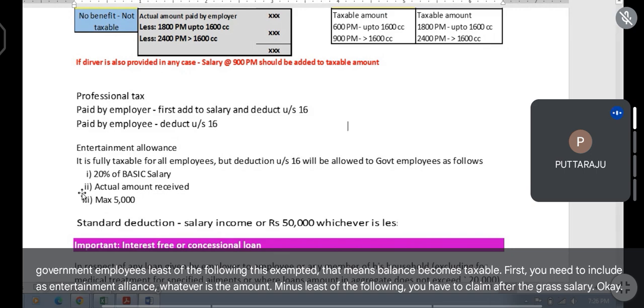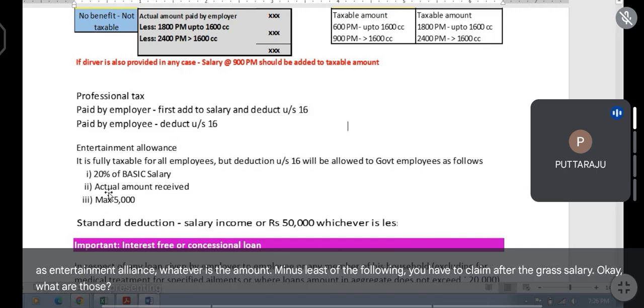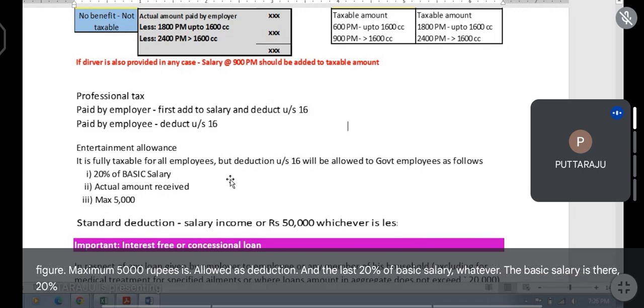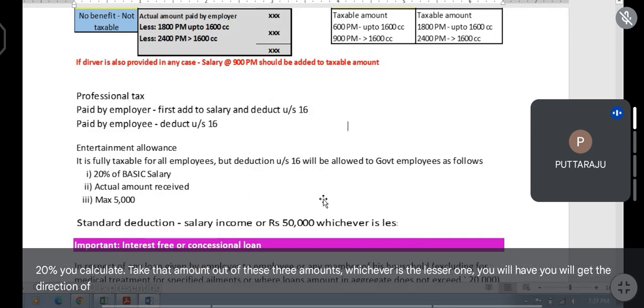What are those? Actual amount received: whatever actual amount you have received as entertainment allowance, take that figure. Maximum 5,000 rupees is allowed as deduction. And the last, 20% of basic salary. Whatever the basic salary is, calculate 20% and take that amount. Out of these three amounts, whichever is the lesser one, you will get the deduction of that amount.